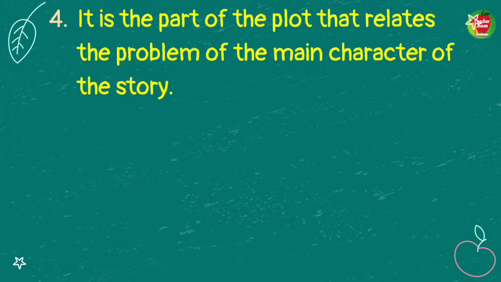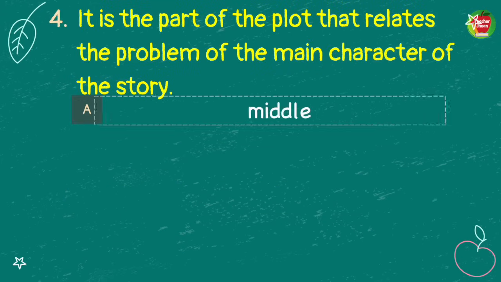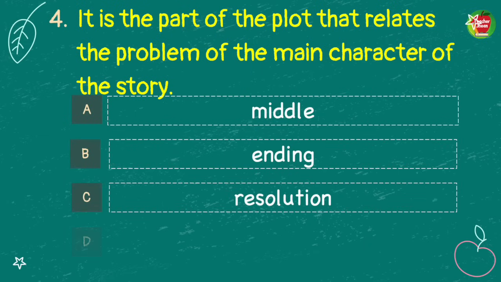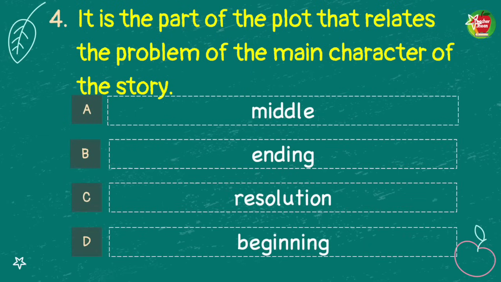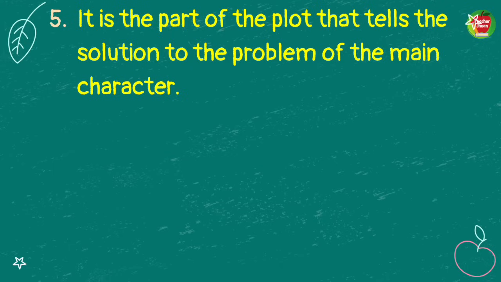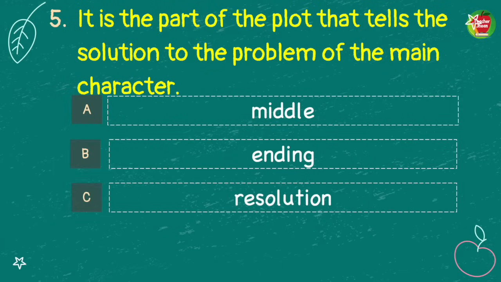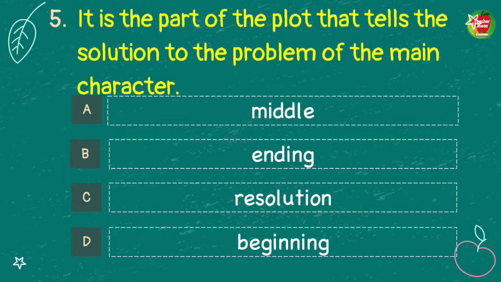Number 4, it is the part of the plot that relates the problem to the main character of the story. A. Middle. B. Ending. C. Resolution. Or D. Beginning. And number 5, it is the part of the plot that tells the solution to the problem of the main character. A. Middle. B. Ending. C. Resolution. Or D. Beginning.